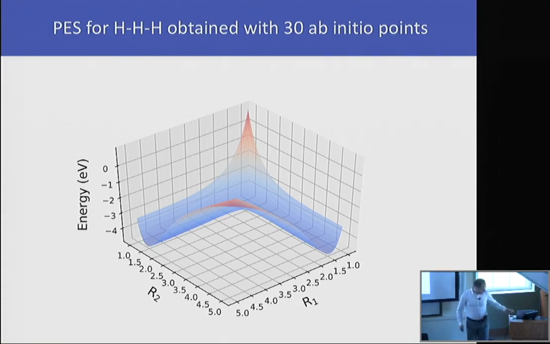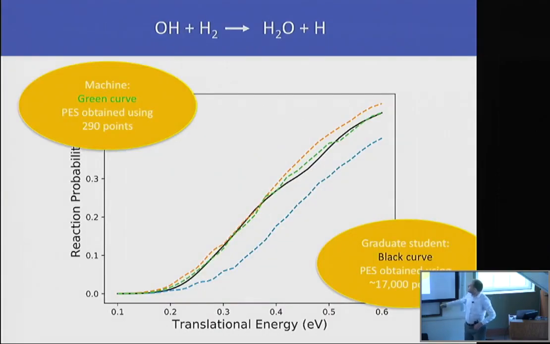Now, we've also done more calculations for bigger systems, like the OH plus H2, a 6-dimensional chemical reaction, and in this case we changed the human to graduate student here. The previous calculation was based on the potential surface actually fitted with a neural network based on 17,000 ab initio points.